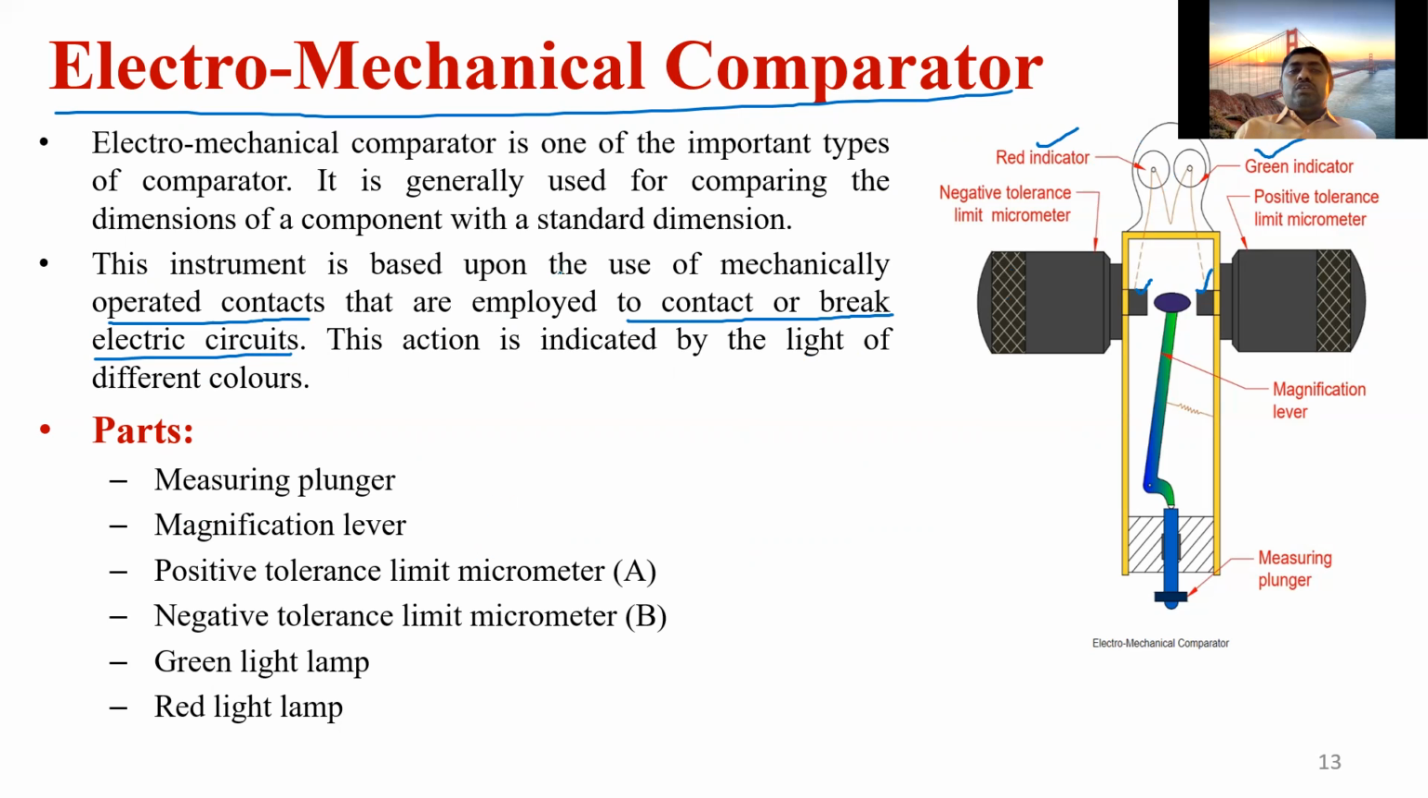So what are the various parts of the electromechanical comparator? One is the measuring plunger, and the second one is the magnification lever. The third one is the positive tolerance limit micrometer and the negative tolerance limit micrometer. And we have the green light lamp and the red light lamp.